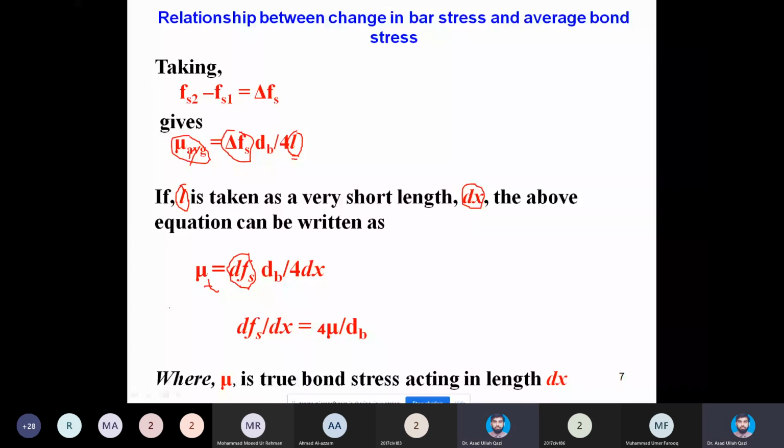I can take dfs over dx on one side and I can say that the change in bar stress in a very short length is proportional to true bond stress. So it is equal to 4 mu over db. So this is another useful equation: if you have in hand the rate of change of bar stress, then you can also get true bond stress rather than average. You can plot true bond stress variation along the bar length.